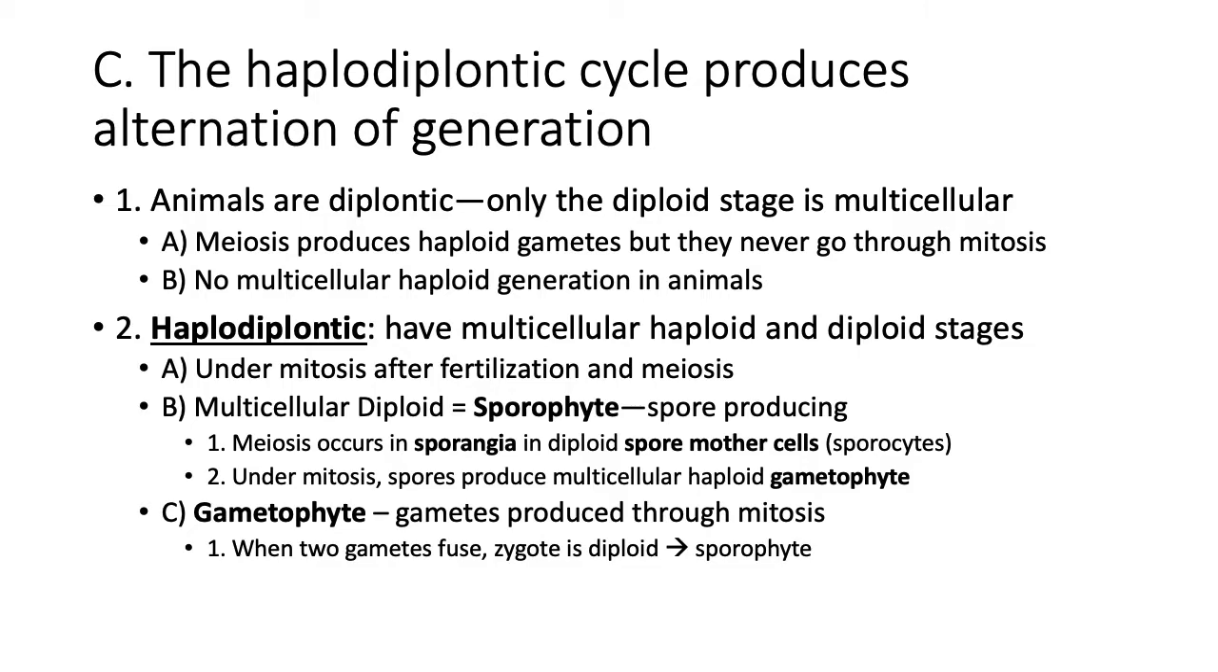And then they'll be released and go through mitosis to produce a gametophyte. Then in the gametophyte, gametes are produced through mitosis, and then those gametes are released and they'll fuse and form a zygote, which is diploid, and produce the sporophyte structure. And then we just kind of repeat. So we alternate between a diploid and haploid state.